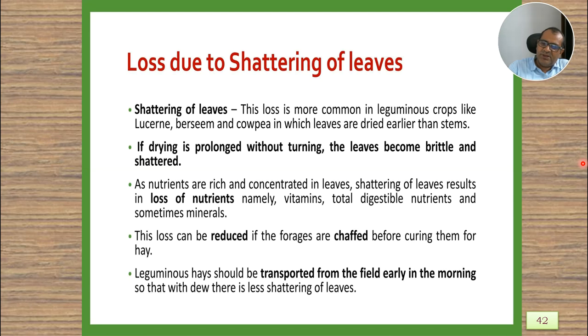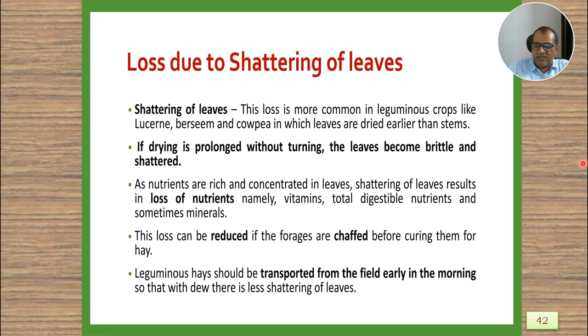Whenever the hay is being cut, etc., then shattering of the leaves happens, and it is very common in case of the legumes, because they do have very small leaf size. Then berseem, cowpea, etc., leaves dry earlier than the stems. So if drying is prolonged without turning, the leaves become brittle and shattered, then unpalatable. As nutrients are rich and concentrated in the leaves, shattering of the leaves results in loss of the nutrients, namely the vitamins, total digestible nutrients, TDN, and sometimes the minerals also.